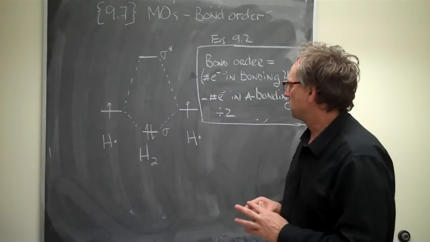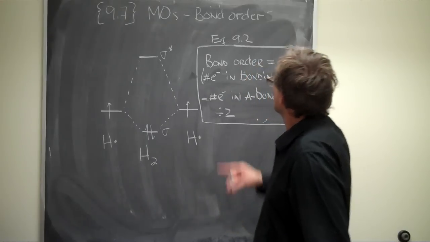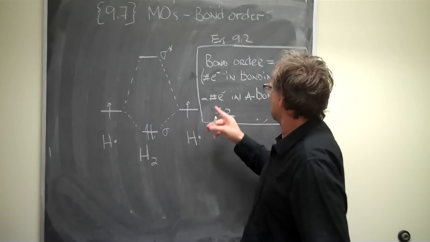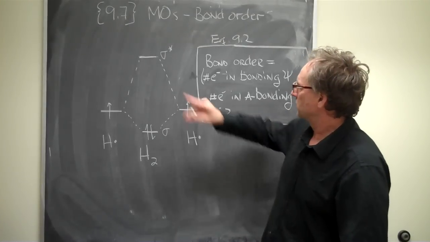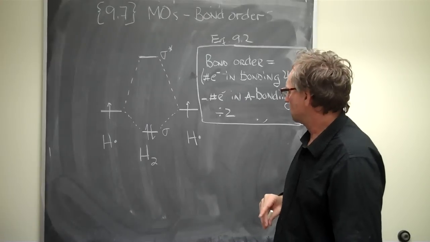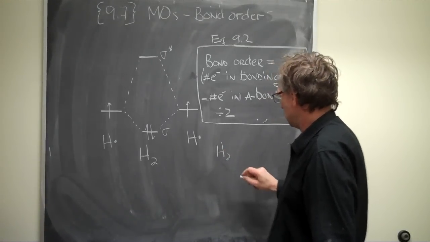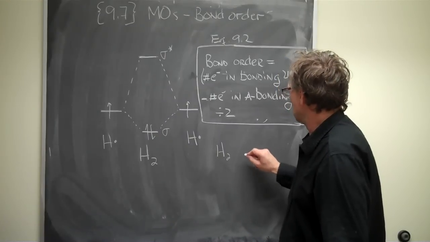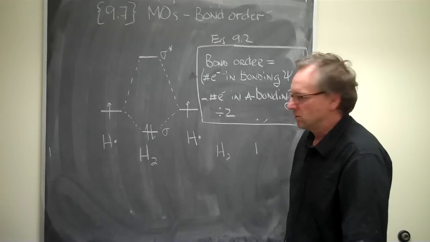So let's calculate the bond order here. I've got 2 electrons in a bonding orbital, so that would be 2, and then I don't have any electrons in an anti-bonding orbital, so that's 0. So 2, and then I divide the whole result by 2, so I get a bond order of 1. So dihydrogen, H2, has a bond order of 1. Okay? Now we can mess with this a little bit.